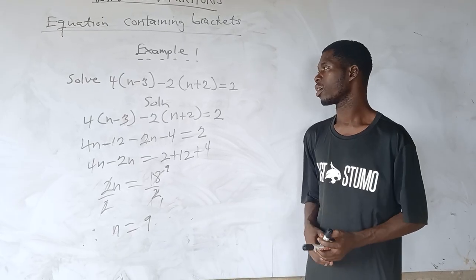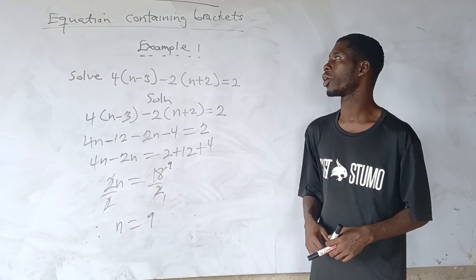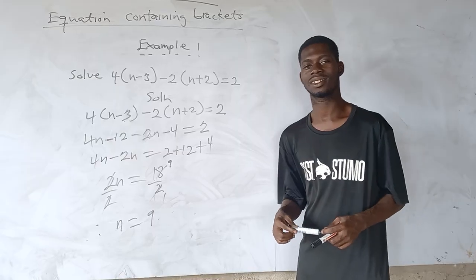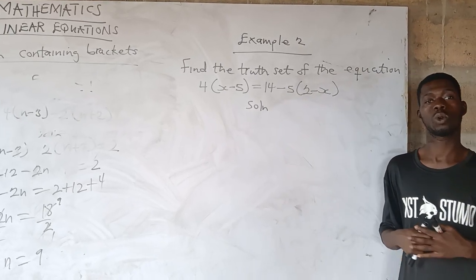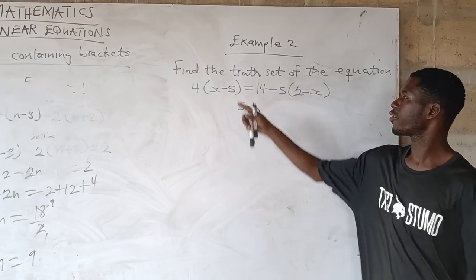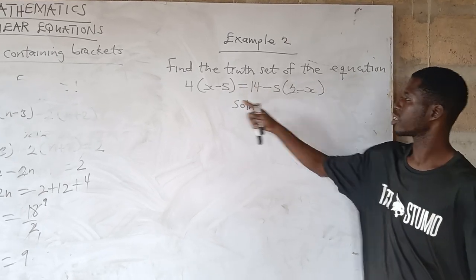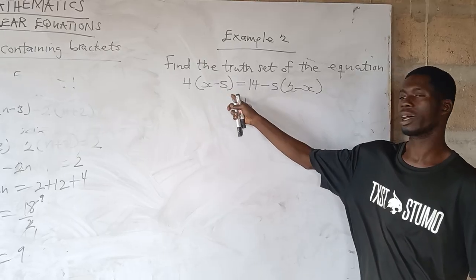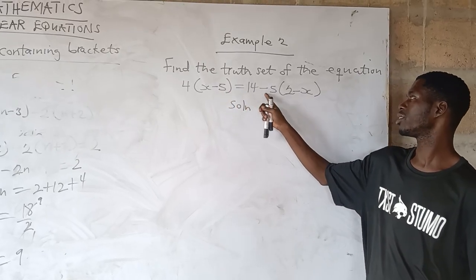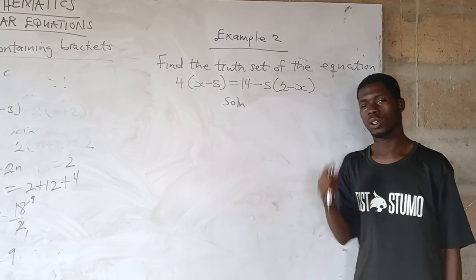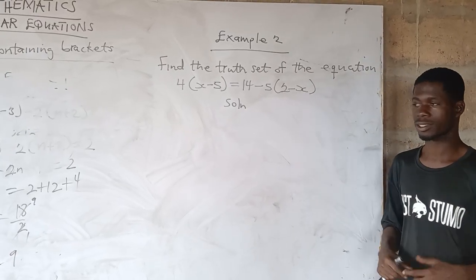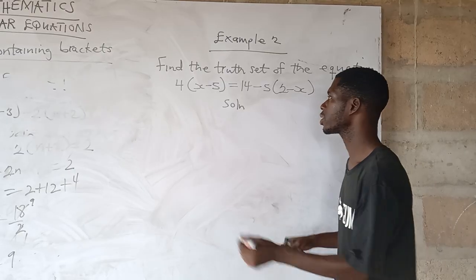So we move to example 2 concerning equations containing brackets. It says: find the true set of the equation 4 into bracket x minus 5 bracket close, equal to 14 minus 5 bracket 2 minus x bracket close. So now you are supposed to find the true set. Okay, so I'm repeating the question.